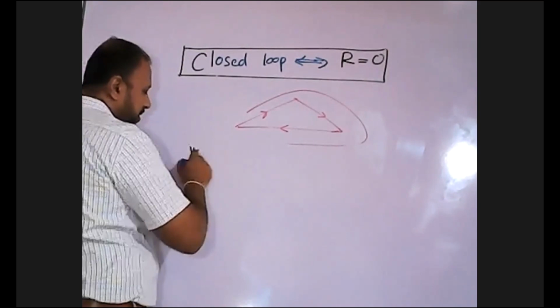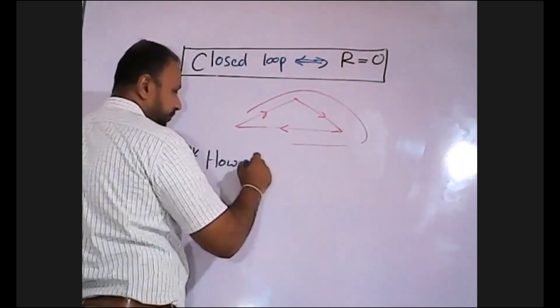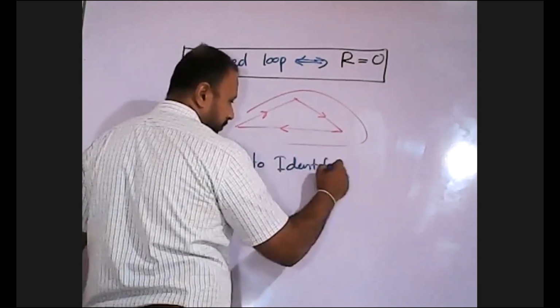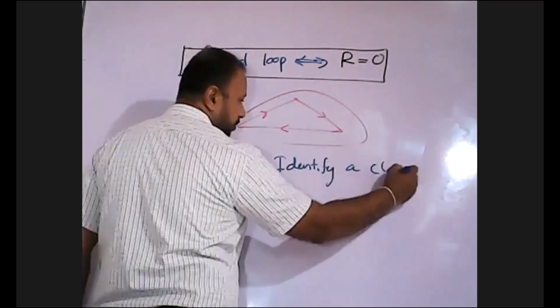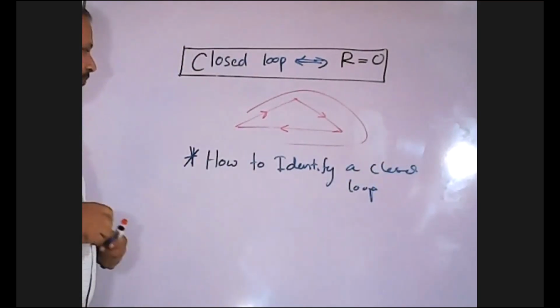Right, make a small star and write: how to identify a closed loop?